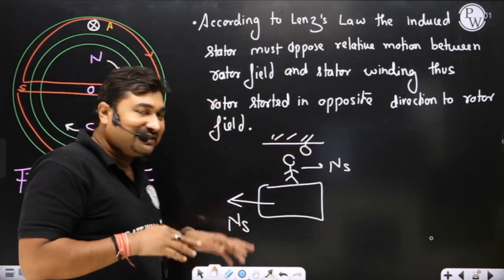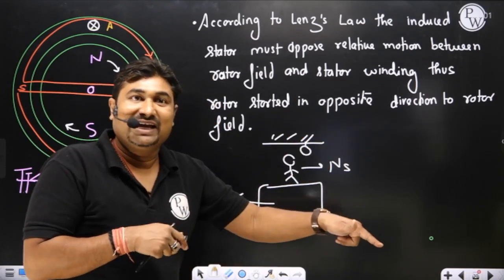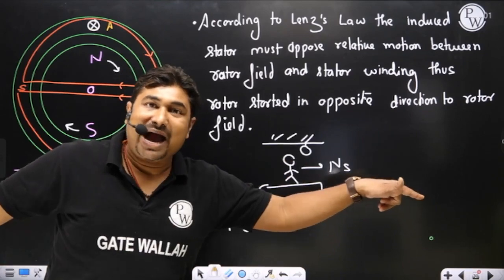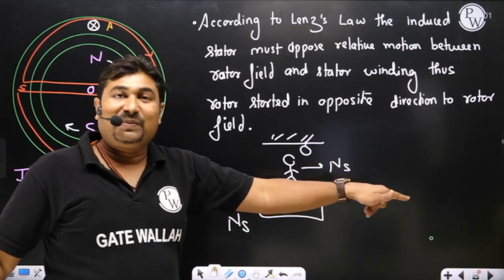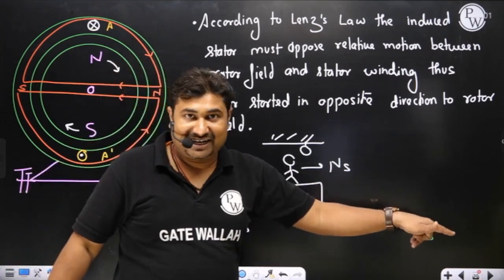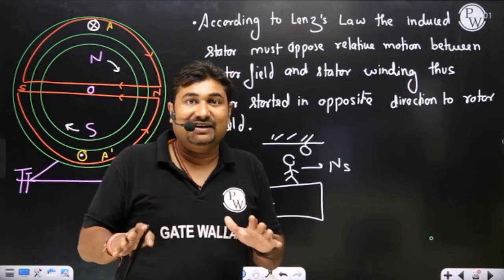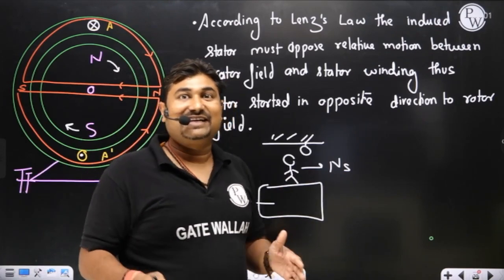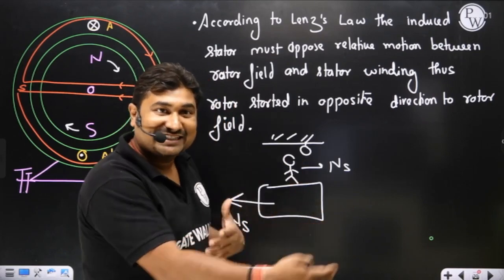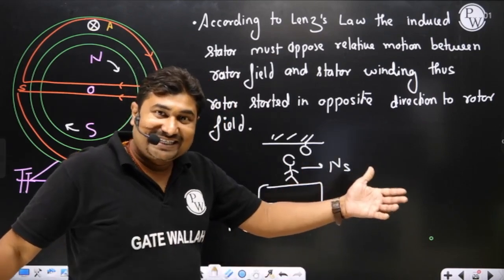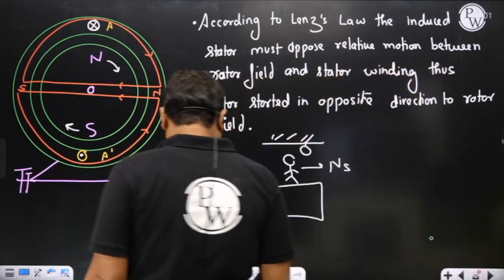If I am moving on some surface in a forward direction and the surface itself is moving in the backward direction, and our speeds are the same, then a person standing over a stationary surface finds me as a stationary person who is trying to move forward, but the surface itself moves backward. Is it okay? Yes, sir. Up to this part, I am hoping everything is clear.